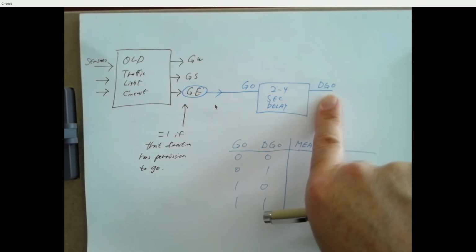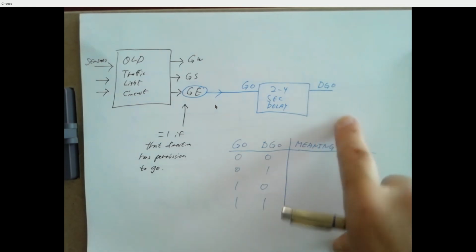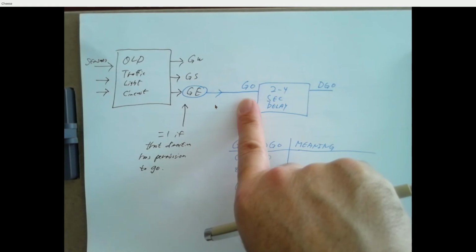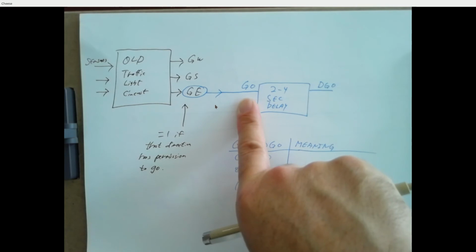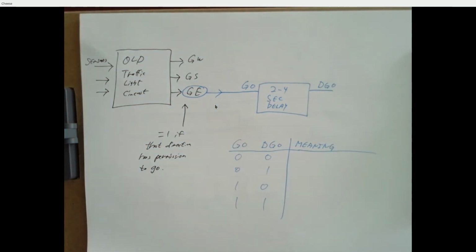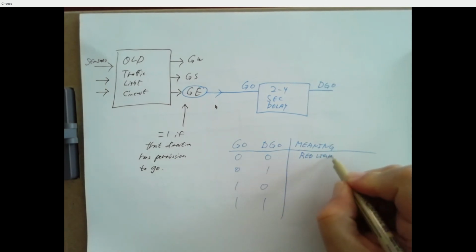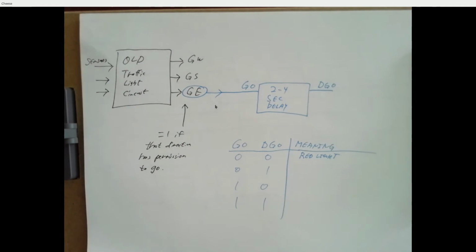Can we conclude anything from that? It's a red light, right? What this is telling us is that 2 to 4 seconds ago, this lane did not have permission to go, and right now it does not have permission to go. So it's not allowed to go now, and it wasn't allowed to go a few seconds ago. This is a red light. Does everybody see that? Let's go down to our 3rd row.